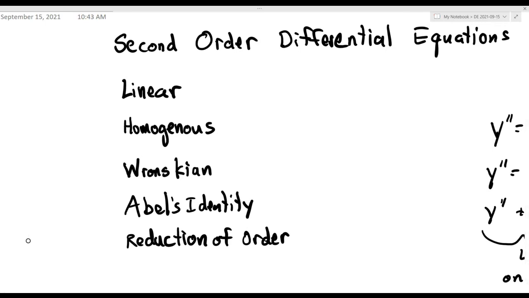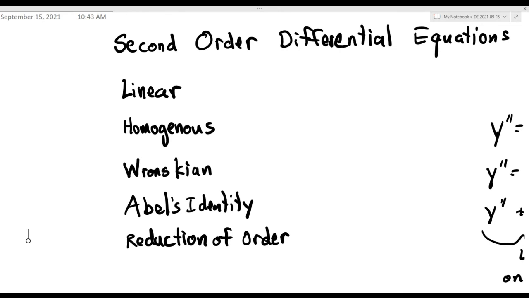So today we're going to talk about second-order differential equations. Those are equations that involve an unknown function y, its first derivative, and its second derivative. We're going to look specifically at second-order differential equations which are linear in y, then homogeneous linear second-order differential equations.